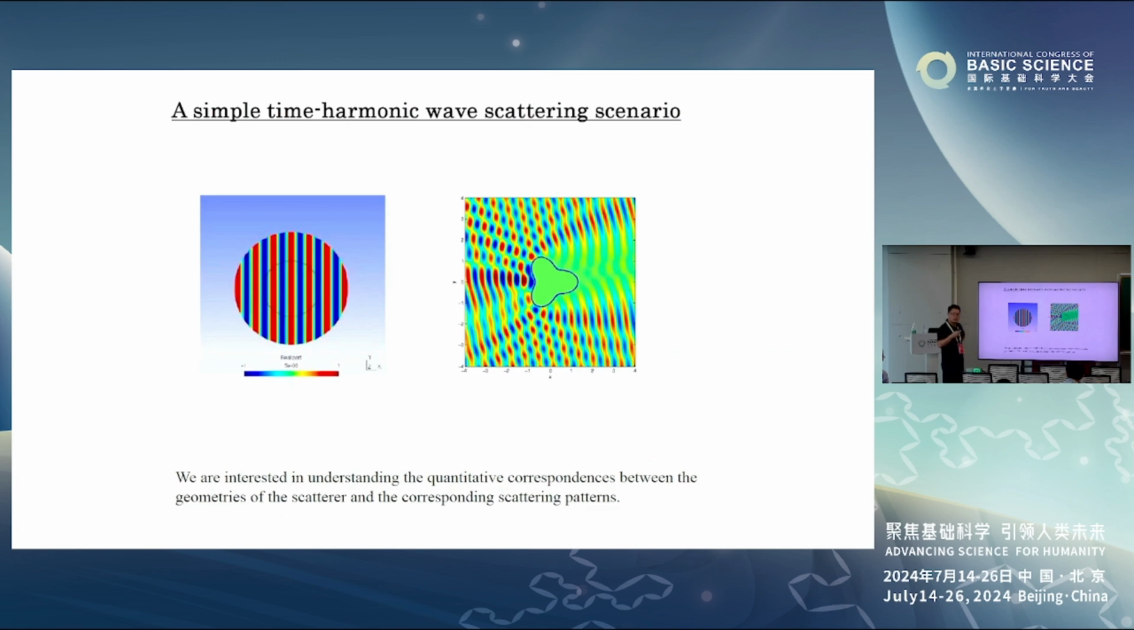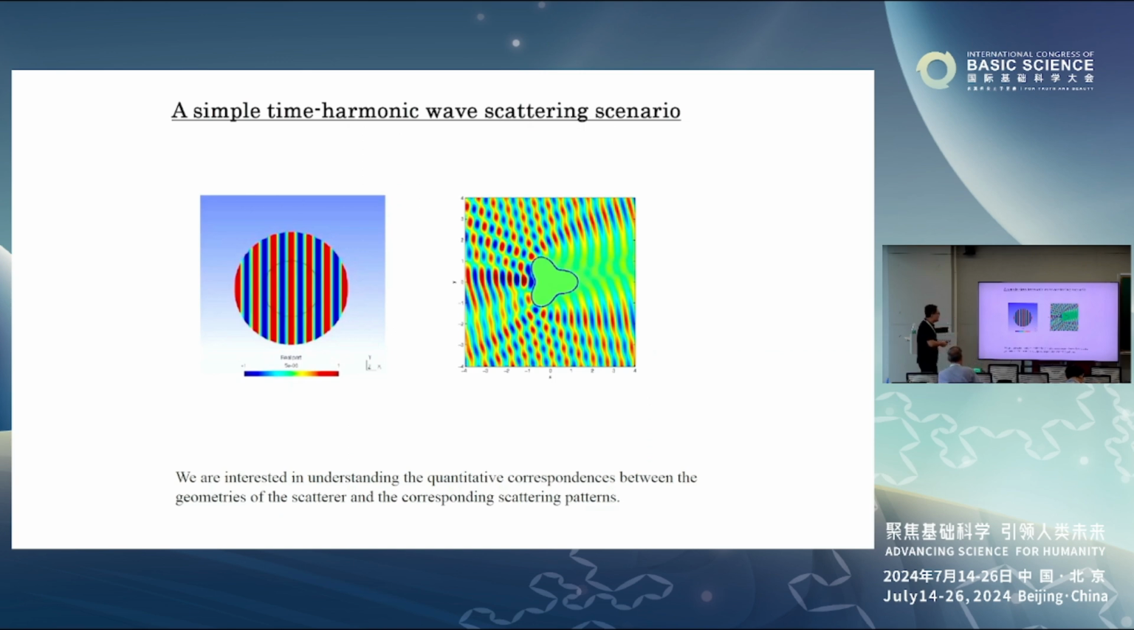This is very classical, and in everyday life, our vision is electromagnetic wave. Our sound, my voice, you can hear my voice because it's a propagation of this sound wave. For our study, we are interested in understanding the quantitative correspondence between the geometries of the scatterer and the corresponding scattering patterns. In particular, we are interested in extracting the geometric feature of this scatterer from the corresponding scattering pattern.